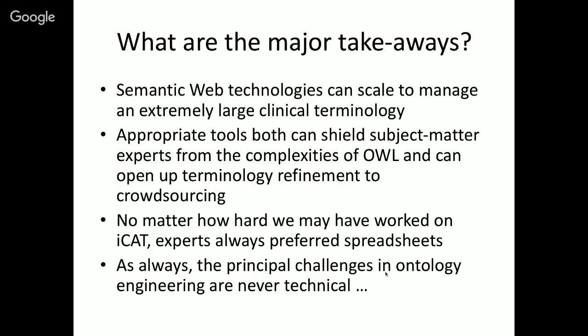We know that we can build tools that are based on Web Protege that can shield subject matter experts from the complexity of OWL, and can open up that terminology to crowdsourcing. So both techniques, which I think are really very interesting for the future of controlled terminologies in biology and medicine. And sadly, I guess no matter how hard we work on the tools, we know that experts still like spreadsheets best, and we have to certainly accommodate those as well.